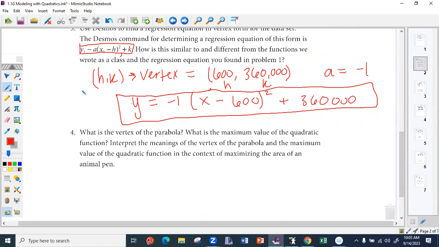Okay, so this also corresponds to here, because if I can write it in vertex form, then I know the vertex. Okay, just recapping, you're either going to have a maximum vertex or you're going to have a minimum vertex.